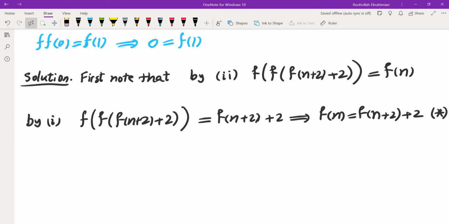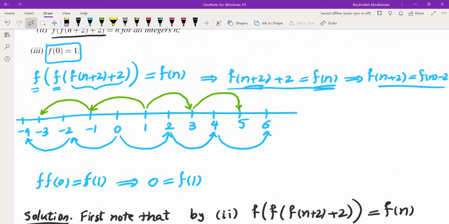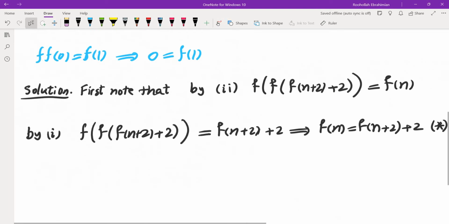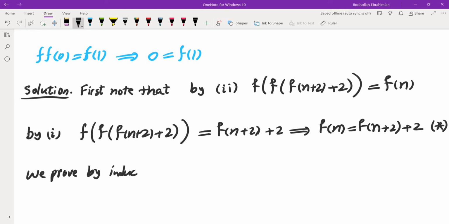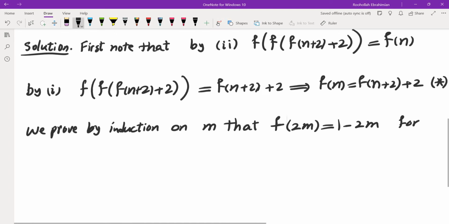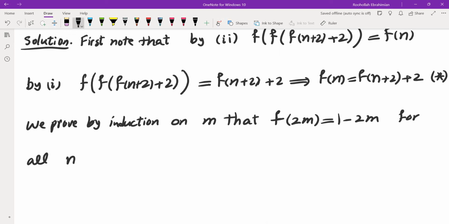Now since we have these, we would be able to identify all the even ones, and then we can also identify the odd ones. But how do we articulate that? We would articulate that by using induction. So we prove by induction on m that f of even numbers 2m is equal to 1 minus 2m for all integers m greater than or equal to 0. So that's what we're going to do.